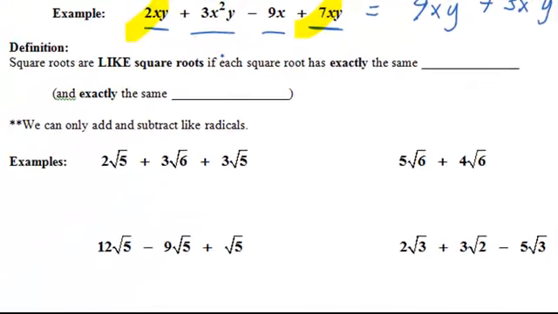Square roots are like square roots if each square root has exactly the same, what do you think? Well, radicand. More than variable. It has to have the same exact radicand. And I am going to tell you that later we're going to find it also has to have the same index. So in other words, cube roots and square roots are not going to be like terms, even if they have the same radicand. They have to be the same in both respects.